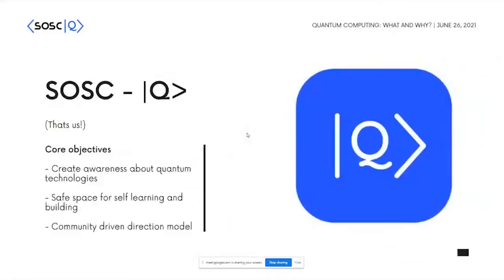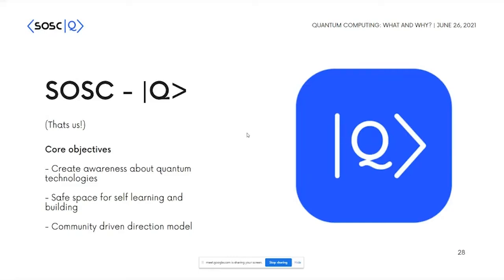So where do we come here? This was, as I told in the starting of the session, an introductory kickoff session for SoSC Quantum. The main idea and the main goal of preparing this group was to create awareness about quantum technologies, right? Just want to spread the word that yes, this exists, and this could be something you can keep in the back of your mind, or even inspire you to get into this field as a career itself, right?